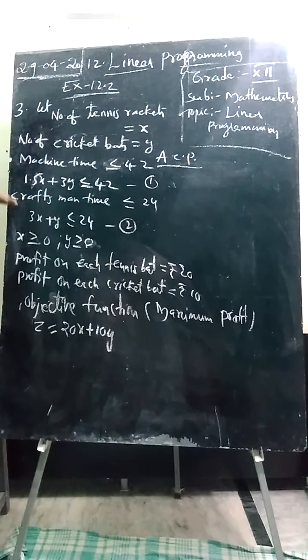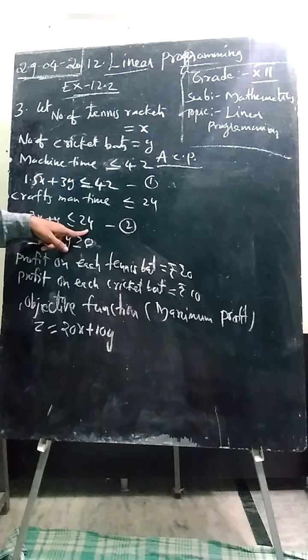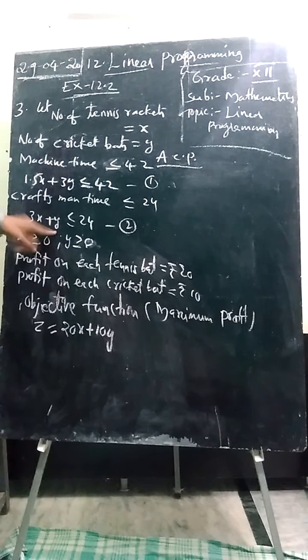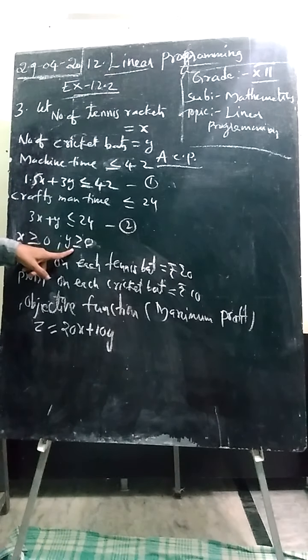Then craftsman time maximum: 3 hours taken by the craftsman for a tennis racket, 1 hour for a cricket bat. Because for a cricket bat the craftsman will take less time. Its work will be very less, only for the handle and wherever required. The craftsman's work will be less for a cricket bat, but more for a tennis racket. But within 24 maximum hours according to the problem. The number of tennis rackets and the number of cricket bats should be non-negative values.